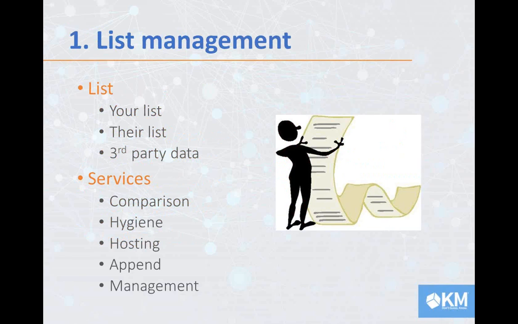So let's start with number one, your list. Once it's been communicated, once you've gathered the information, the first thing is a list. List management is an opportunity for different services. First of all, the list itself could be your list, it could be their list, meaning the advertiser's, or it could be third-party data. So the compilation of data that's used for that is the first consideration, and the actual creation of that, the comparison, the hygiene, the hosting of lists, the appending of lists that are provided to you, the actual management of their data, all of these services, ultimately when it becomes a lead program, are important.